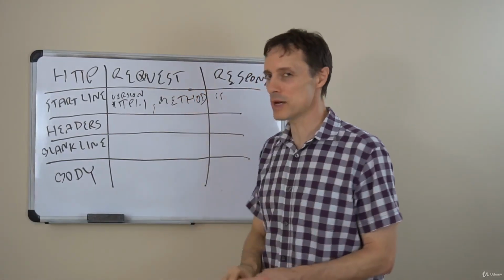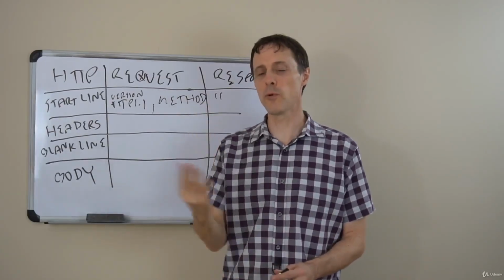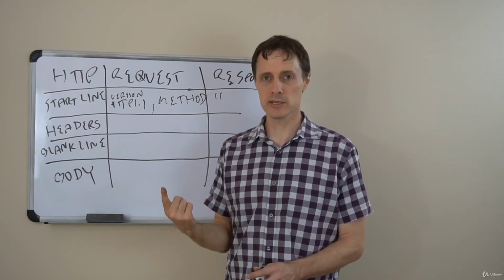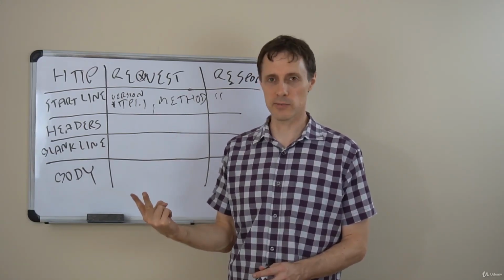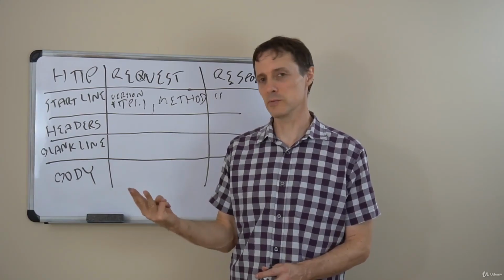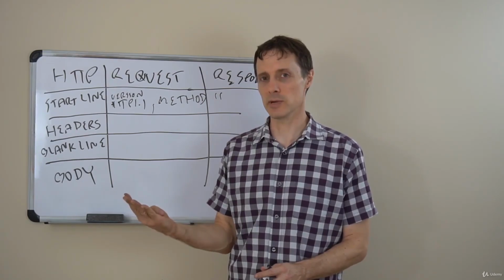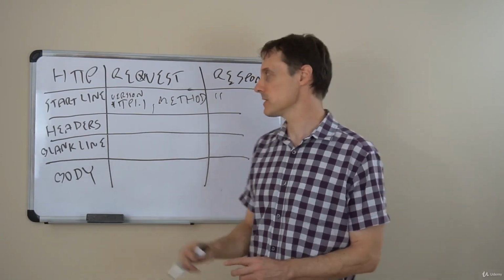There are lots of methods, but generally only 4 are used. That's get, which means get information, post, which means create information, put, which means change information, and delete, which means delete information. Those are the main methods being used.